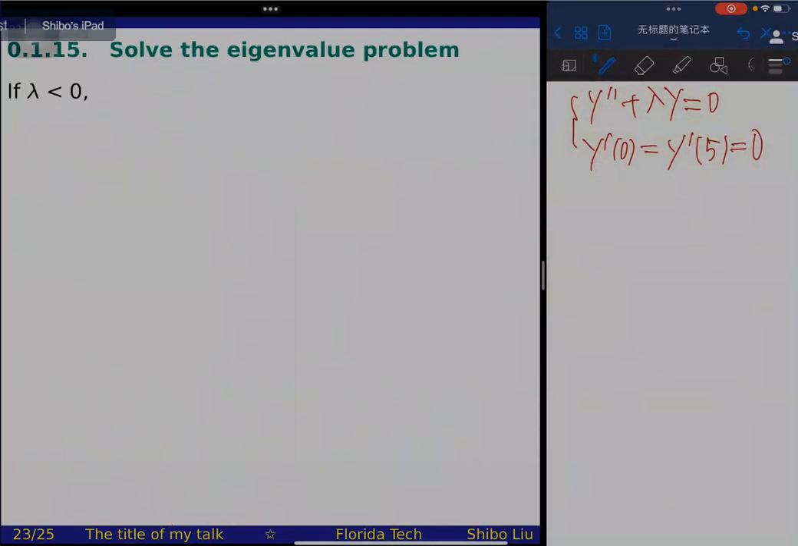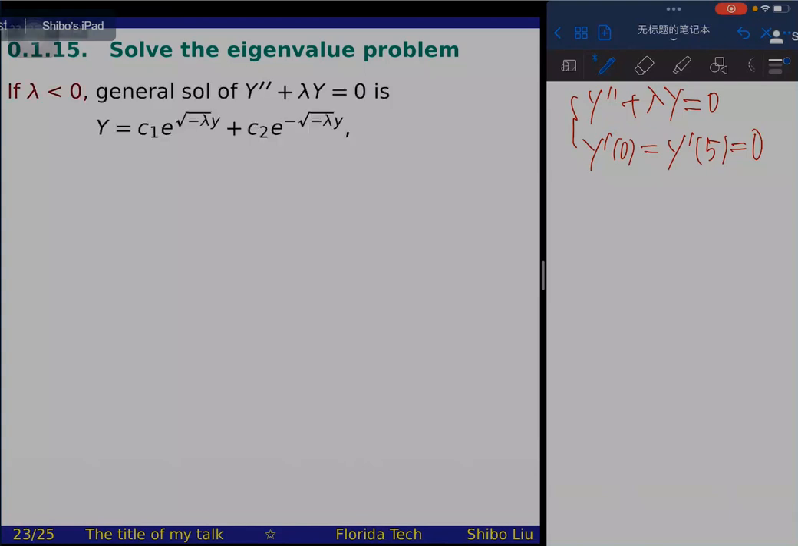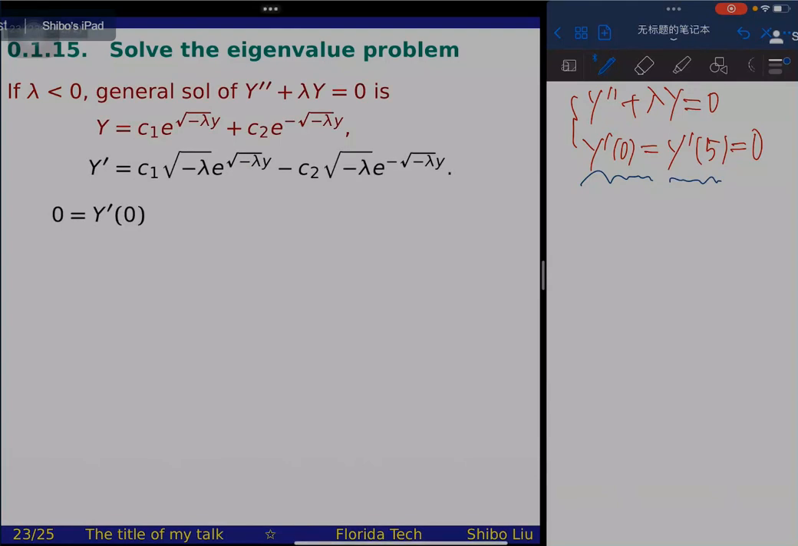Okay, so this is the eigenvalue problem. The next question is solving this eigenvalue problem. As before, we need to distinguish several cases: lambda negative, lambda equals 0, and lambda positive. Now, when lambda is negative, the general solution is a linear combination of exponential functions. But because our boundary condition involves Y prime, we need to compute Y prime. Y prime is also a linear combination of exponential functions. It is easy to compute.